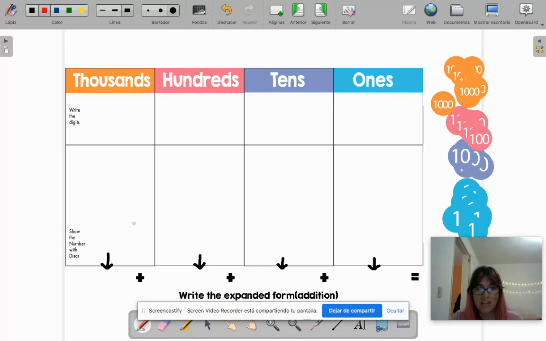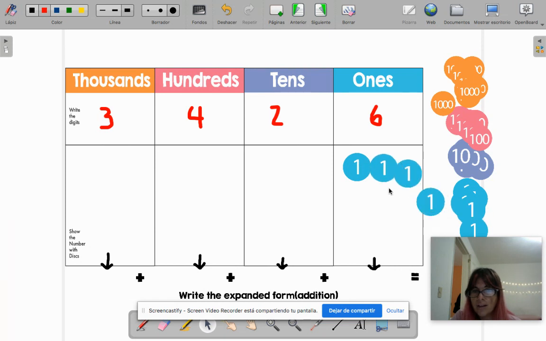So I'm going to tell you the number 3,426. Okay? 3,426. So after you hear it, first you have to write it. So I said 3,426. So after you write it, now it's very easy to bring the discs. So in the ones, if we said 6, we bring 6 of ones. 1, 2, 3, 4, 5, 6.